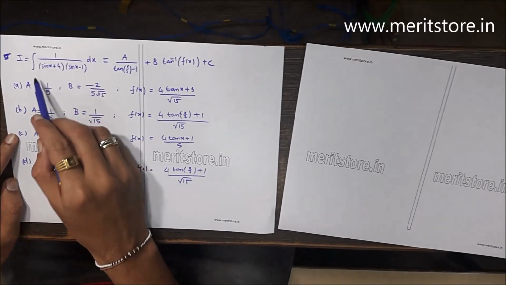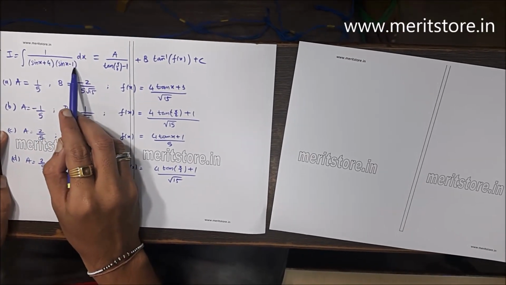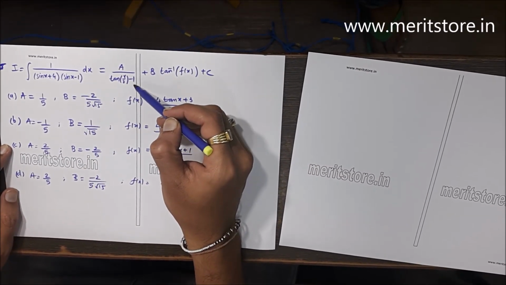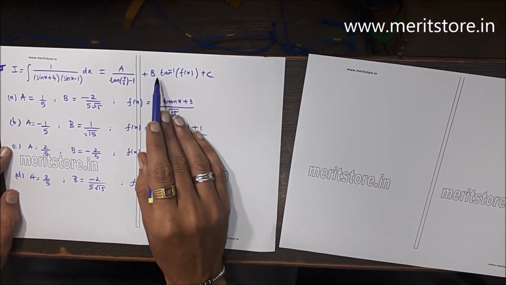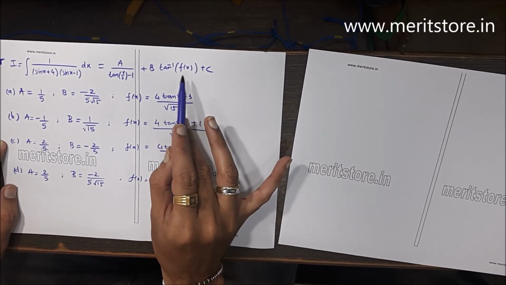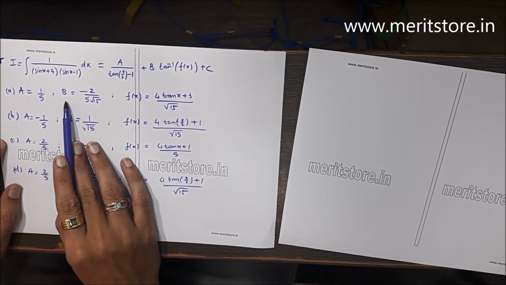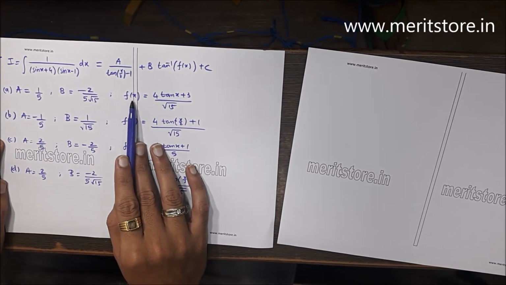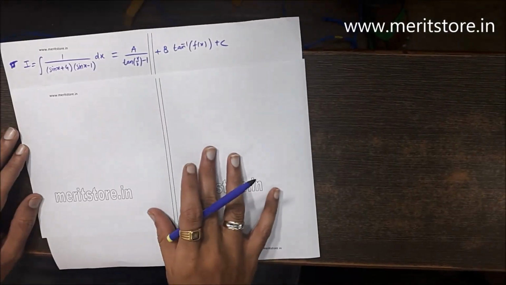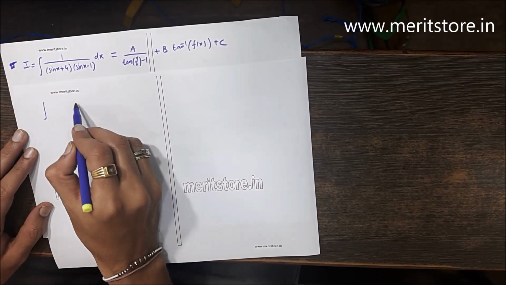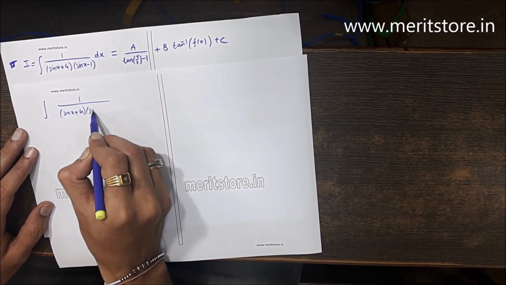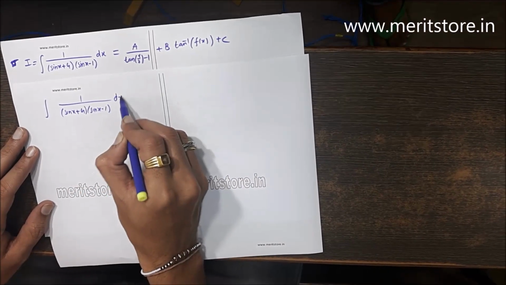Integral of 1 upon (sin x plus 4) into (sin x minus 1) is to be written in the form of a upon (tan x by 2 minus 1) plus b into tan inverse of f of x plus c. Our question is asking us to find a, b and f of x. So let's write down our integral. Our integral is 1 upon (sin x plus 4) into (sin x minus 1) dx.